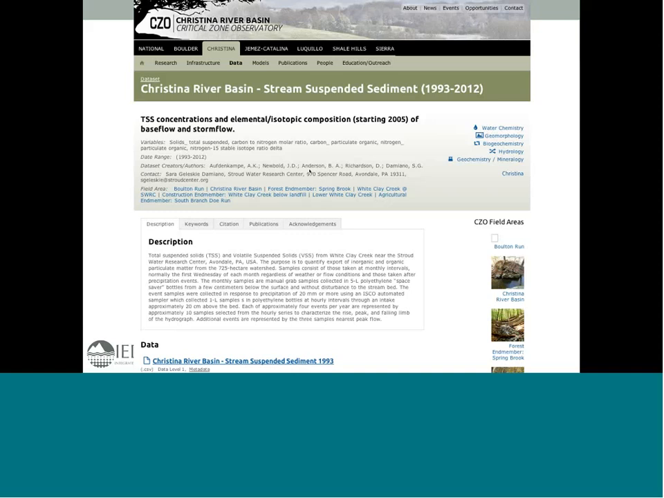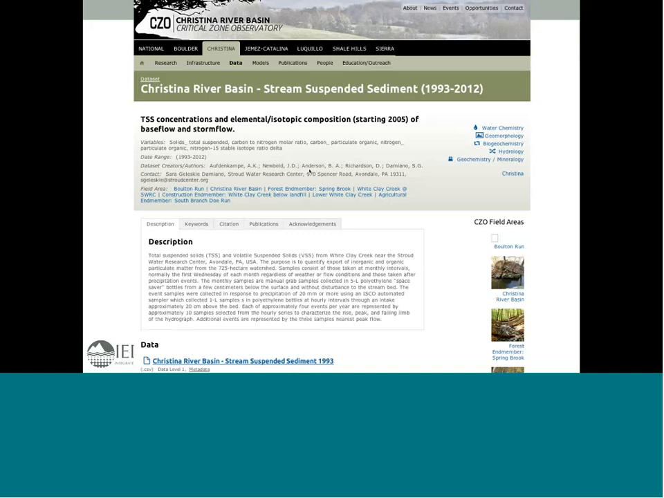But regardless, we have a CZO data portal that is essentially a metadata catalog that one can search and discover data sets throughout our CZOs. And what that does is that it just points toward the repository where the data set is located, because it's a metadata catalog. What we're beginning to do is we've developed these CZO dataset pages, which you see a screenshot of right here.